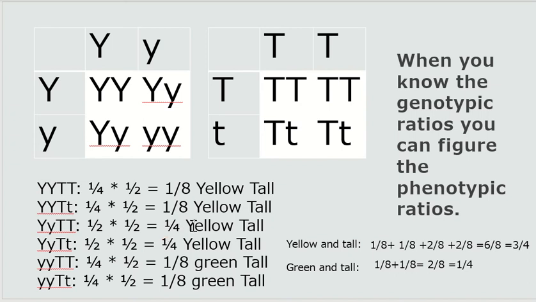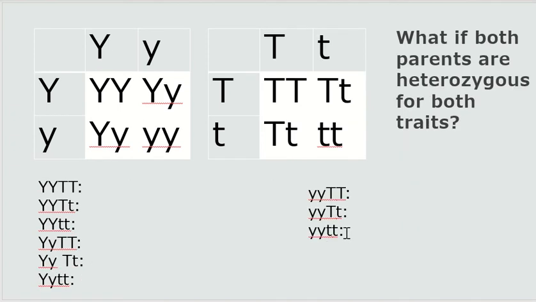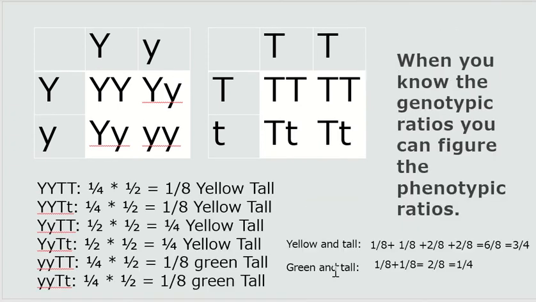4 times 2 is 8, so we're just going to multiply the top and the bottom of the fraction by 2, and 1/4 becomes 2/8. So we have 1/8 plus 1/8 plus 2/8 plus 2/8, which gives you 6/8, and that's not a great fraction. We want to work that down so it makes more sense. So we divide both sides by 2 and we get 3/4. There's a 3/4 chance, or 75% chance, that the offspring from this cross are going to be yellow and tall.